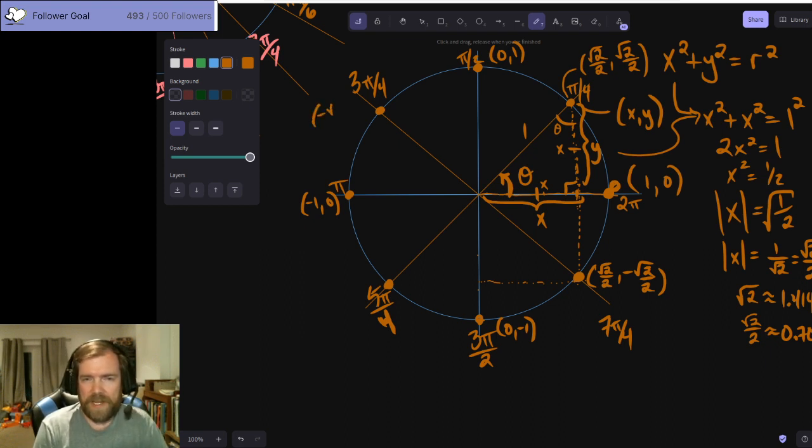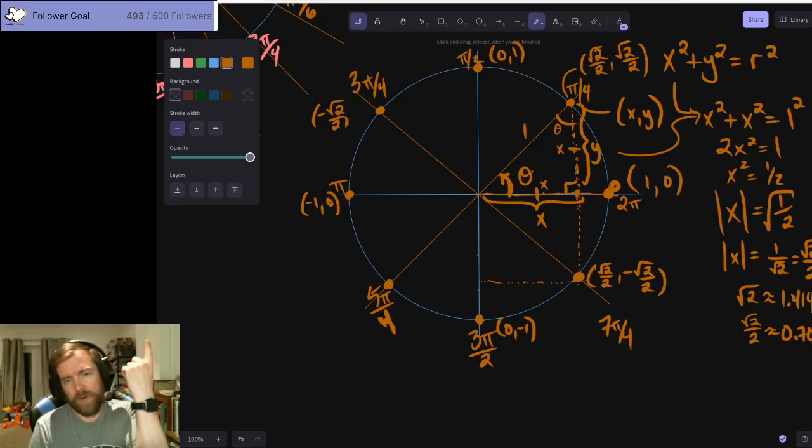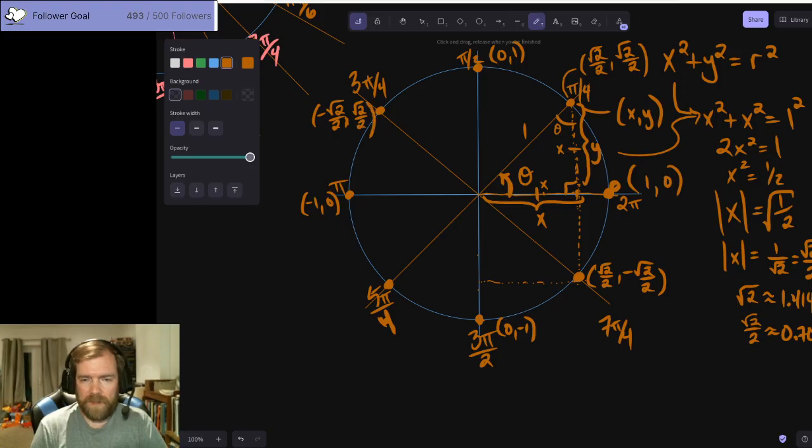Right? This is going to be a negative x, negative root 2 over 2, comma, positive y because it's up, root 2 over 2. 5/4, this is going to be negative on both because we're both left and down. Both of our variables here are negative.